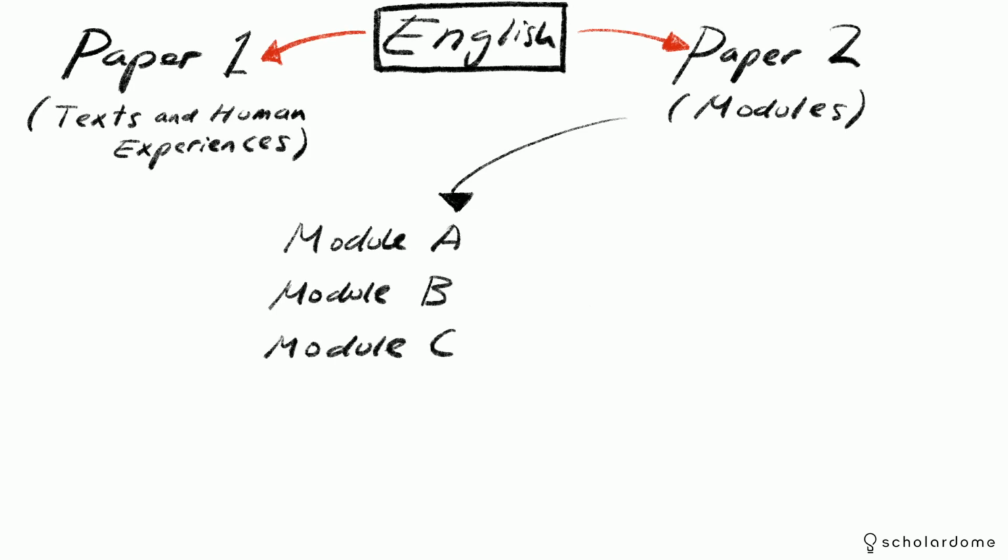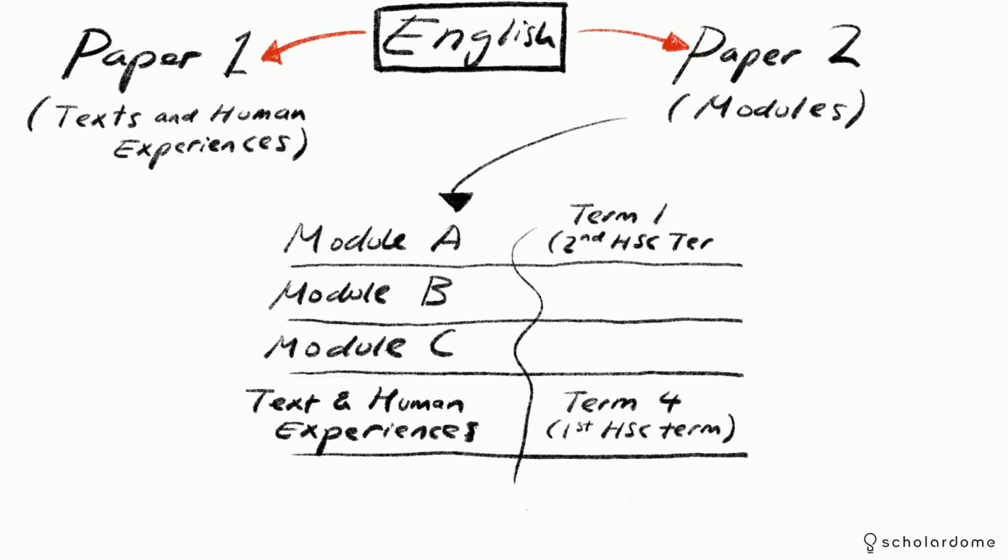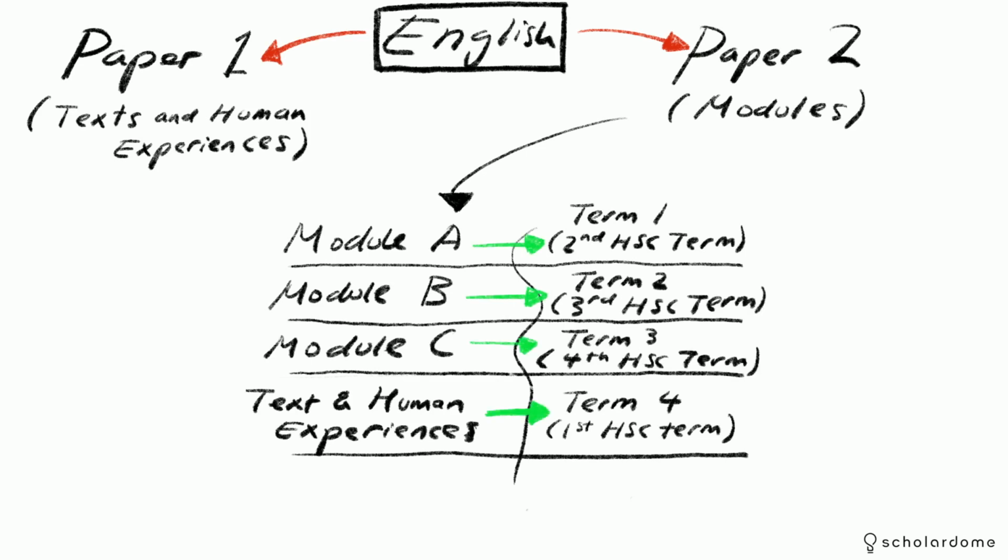As you may be aware, these 4 components, Text and Human Experiences, Mod A, Mod B, and Mod C, are usually covered over the 4 terms, with the exception of Mod C, which you may be doing concurrently with any of the modules depending on your school. Usually schools opt to do Mod C with Mod B.